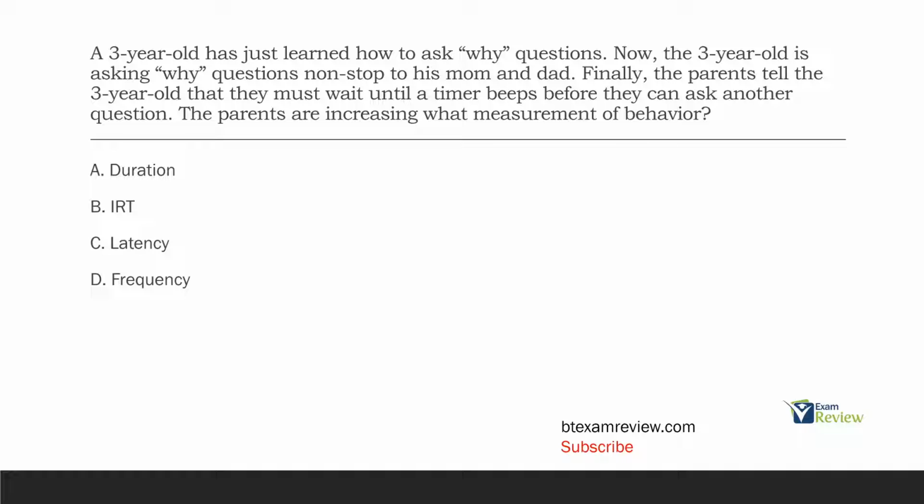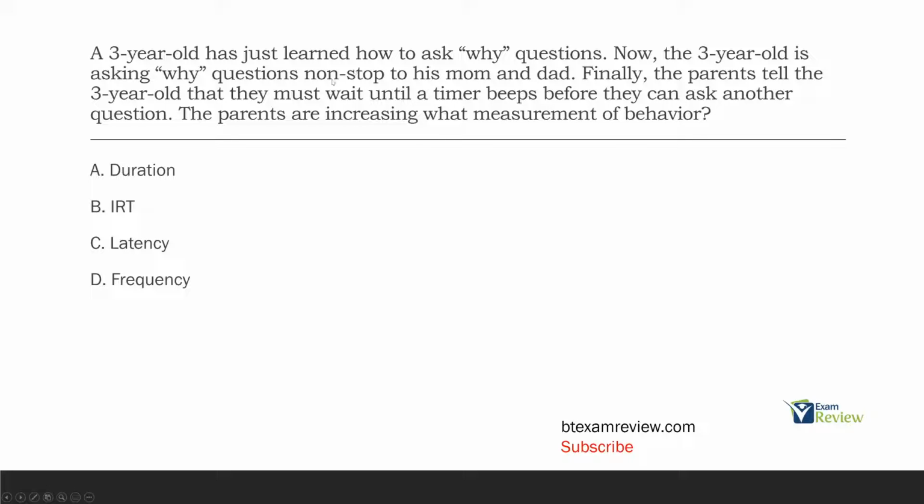Okay, 3-year-old learns to talk. All they want to know, why? Over and over, right? Constant why questions. So the parents develop this intervention. They're telling the 3-year-old that they must wait until a timer beeps before they can ask another question. So what is the question asking? Well, the question is asking us about the measurement, what measurement they're using, and what are they trying to increase?